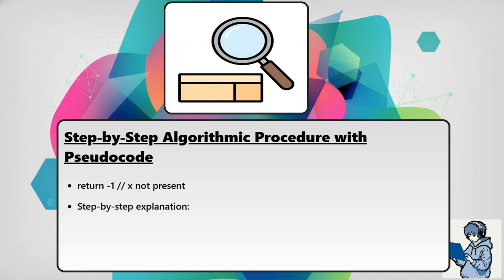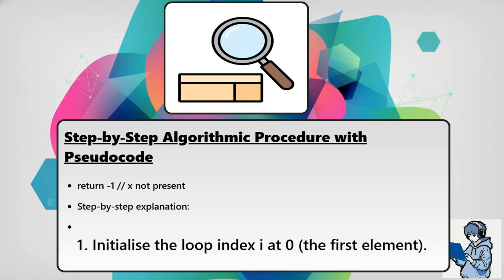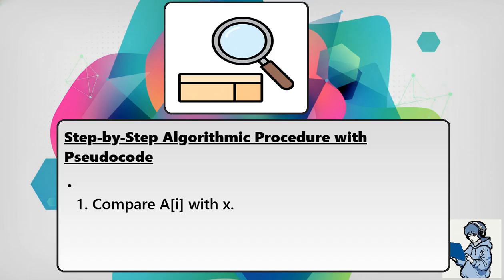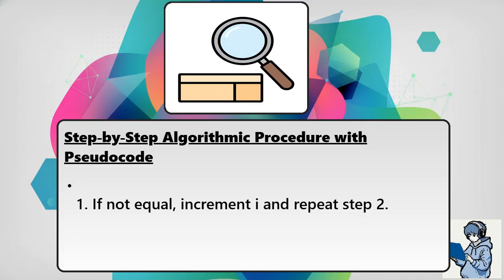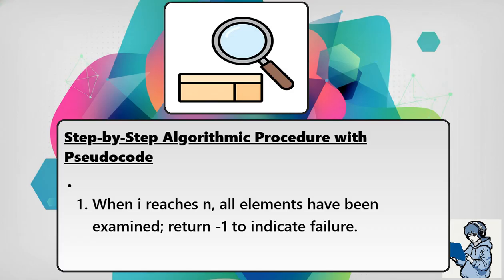Step-by-step explanation. 1. Initialize the loop index i at 0, the first element. 2. Compare a_i with x. 3. If they are equal, the search succeeds, return i immediately. 4. If not equal, increment i and repeat step 2. 5. When i reaches n, all elements have been examined, return -1 to indicate failure.